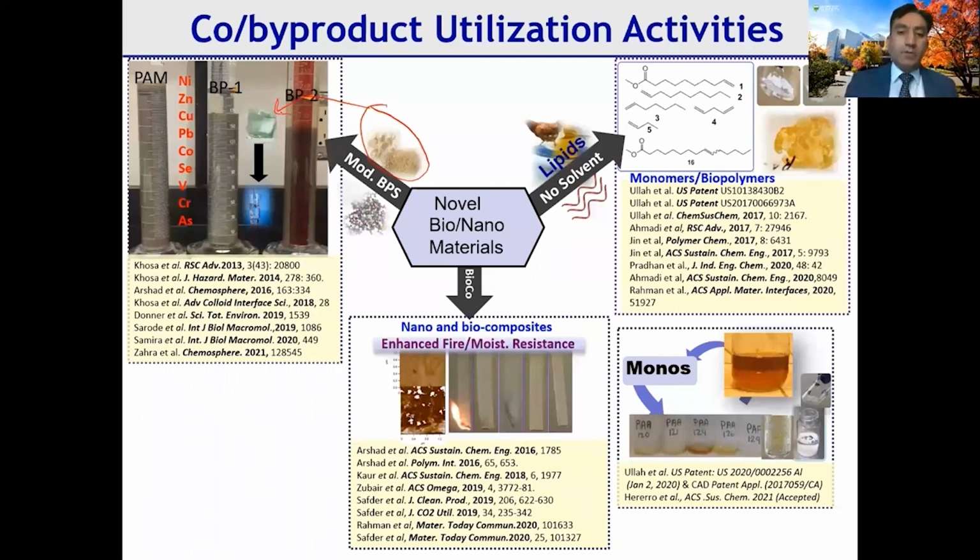We also use poultry feather fibers to make composites and nanocomposites, especially for high flame resistance as well as moisture resistant applications, which are current issues with the bio-based composite materials. We take lipids from spent hens and other sources, convert them into monomers and biopolymers from there. We also take glycerine from this process and convert it into monomers and biopolymer. I'll give you some examples of these and how we use them.